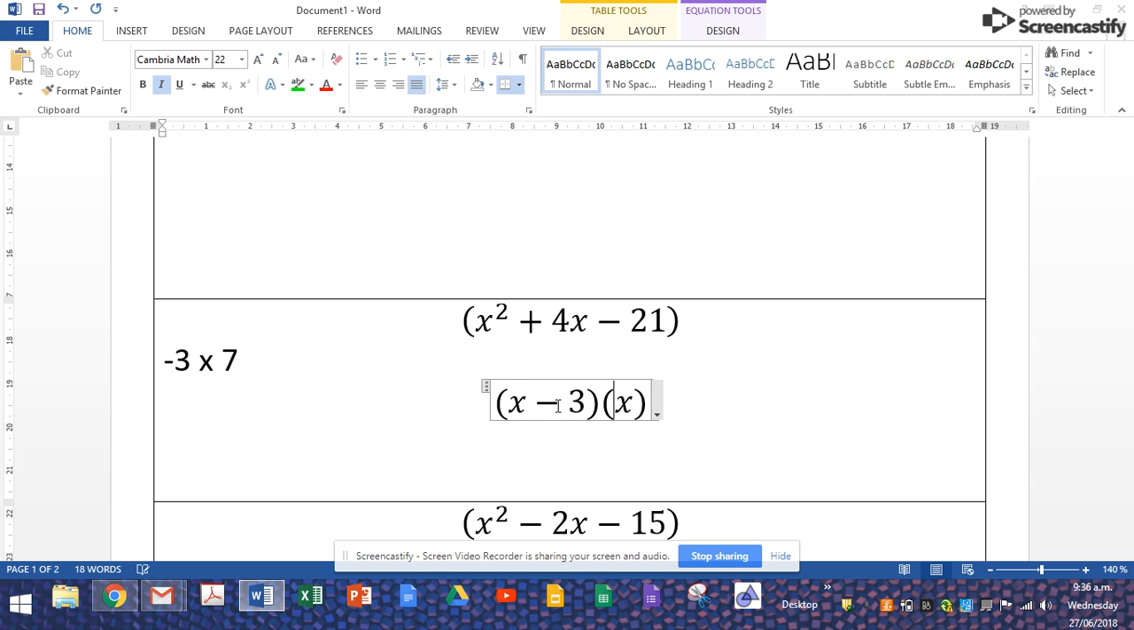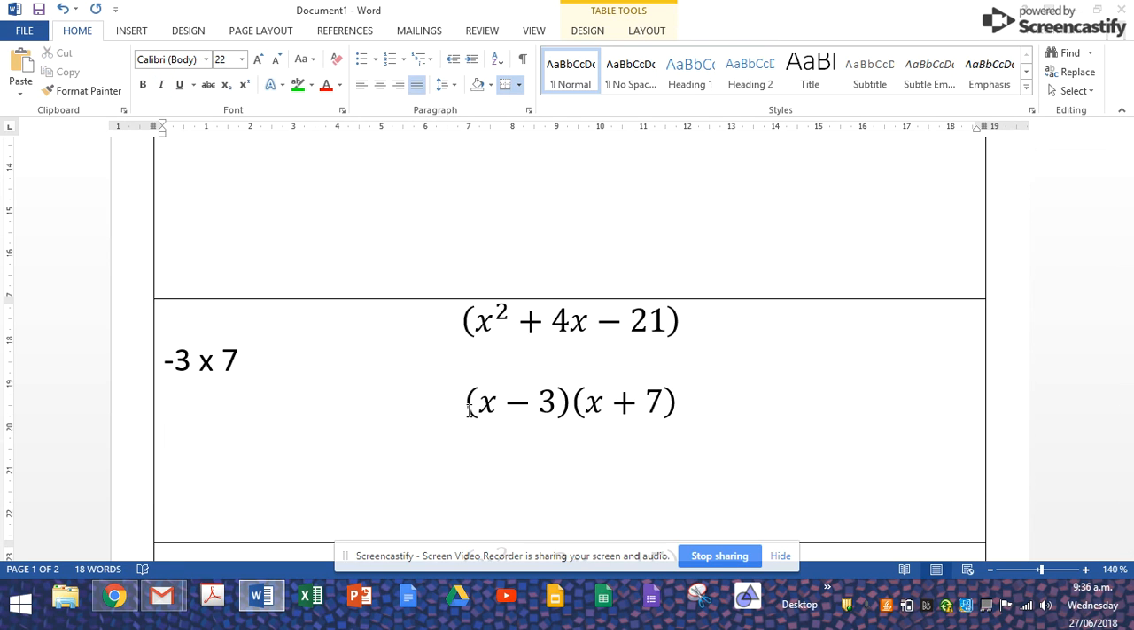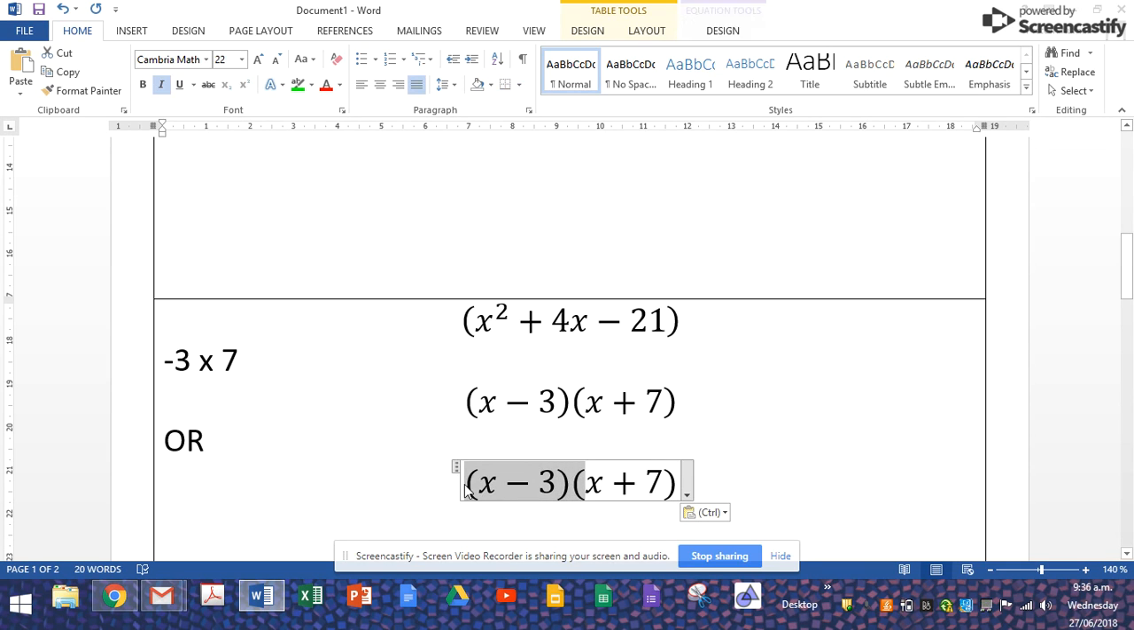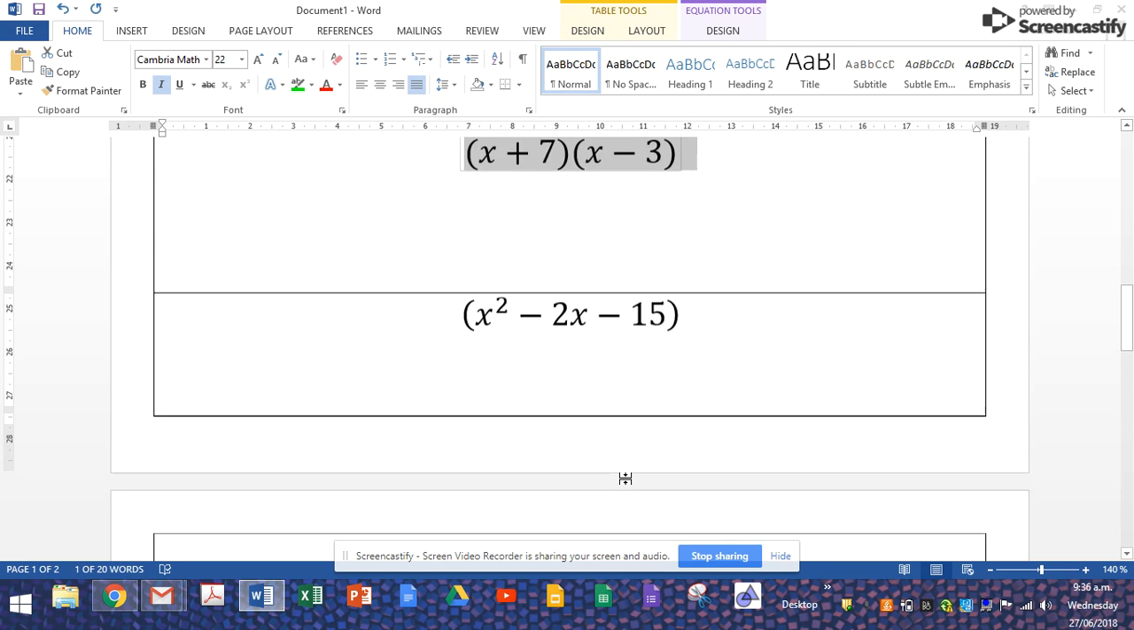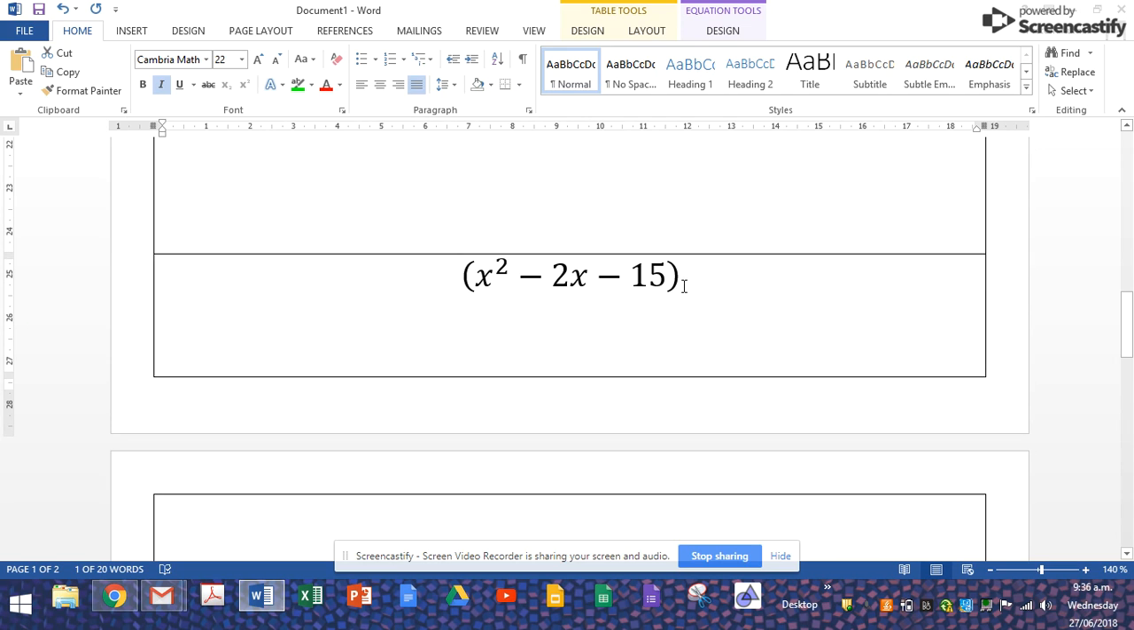We got x take away 3 and x plus 7. Of course, the brackets could be in any order, so it doesn't matter. I could have it like this, or I could have it the other way around. Both of them mean the same thing, okay? So it doesn't matter whichever bracket you want to put first, either this or that. Nice and easy.